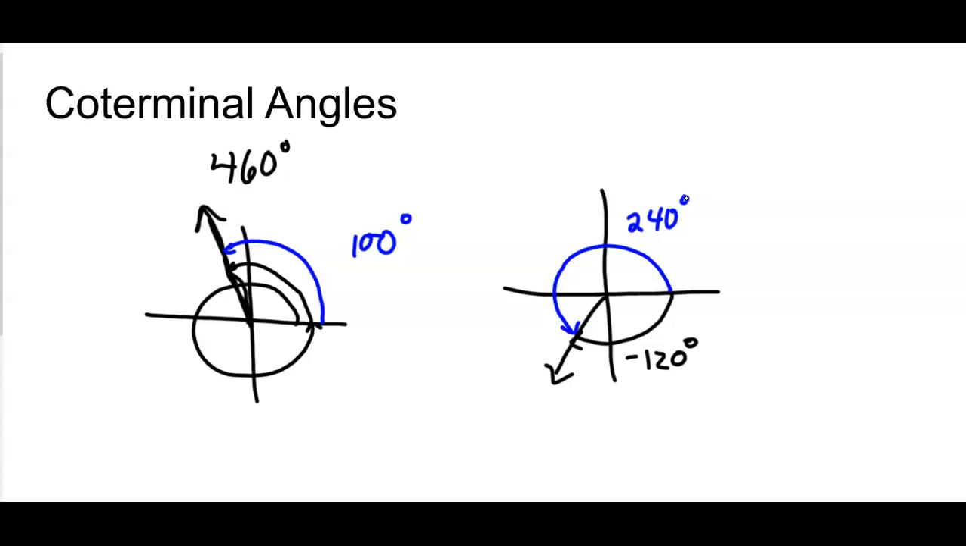Coterminal angles wind up having the same terminal side. But it'd be easier for me maybe to think about a 240 degree angle, something positive, than a negative 120 degree angle. They both would have a reference angle of 60 degrees, so that's what I would go with. But okay, so that's just a little refresher about those types of angles.